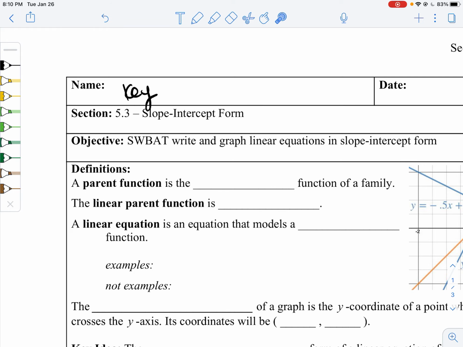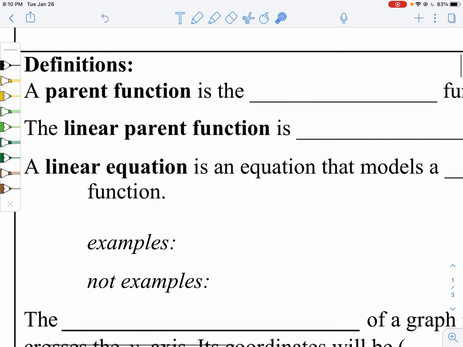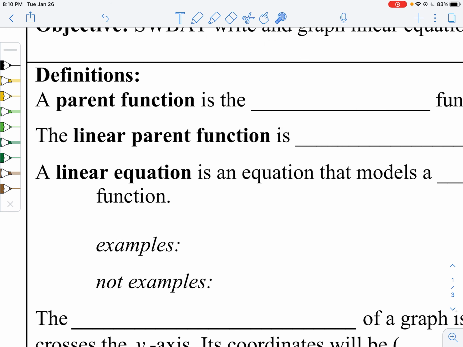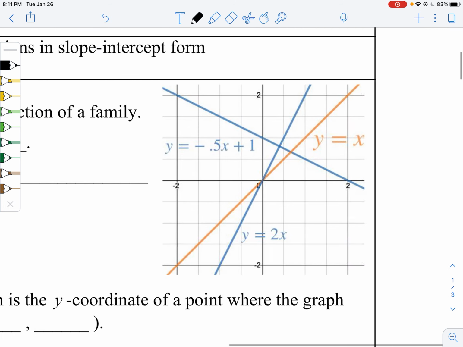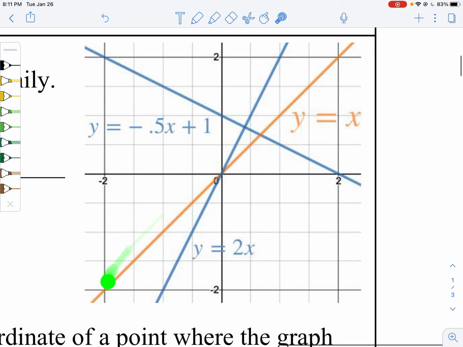Let's establish some definitions. I want to tell you what the linear parent function is, but before I can, a parent function is just the mother of all functions. I'm just kidding. It's the simplest, most basic function of a family. When we talked about linear functions, remember linear just means it's in the shape of a line. So the very most basic line you can have is y equals x. That's it. It's super basic. In fact, that graph is right here.